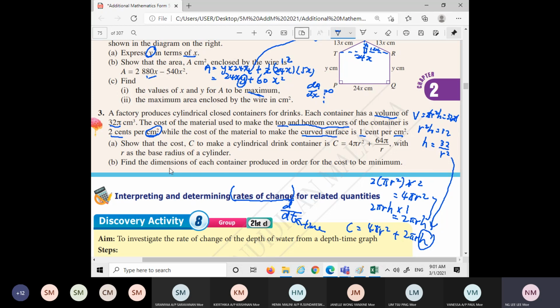Then after that, find the dimensions. Find the dimensions means they want the h and the r for each container produced in order for the cost to be minimum. So same thing, do minimum. So you do dC/dr. Then continue. Okay, I think that's all for today.